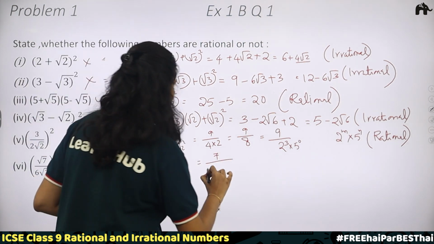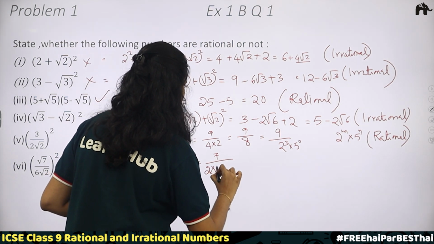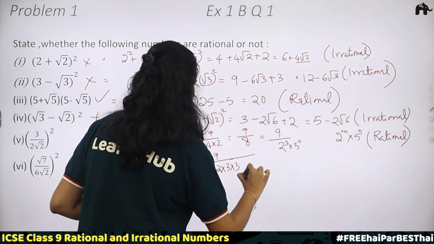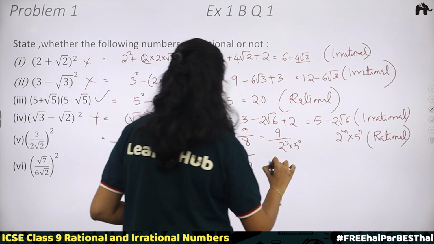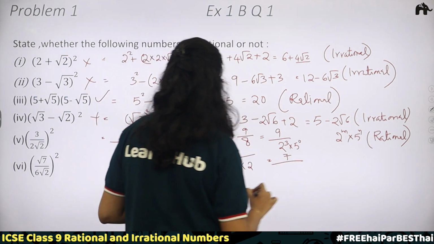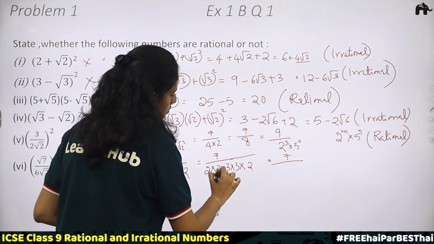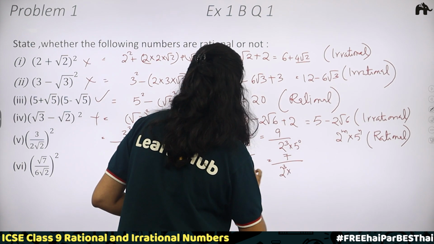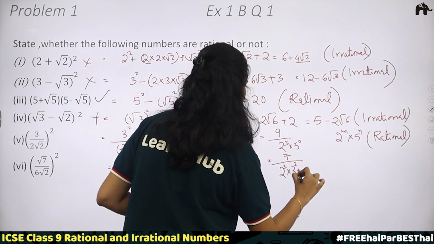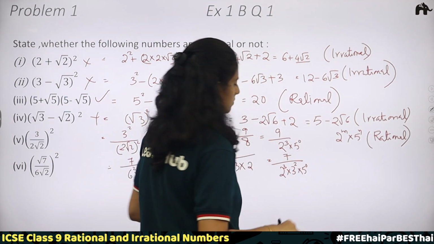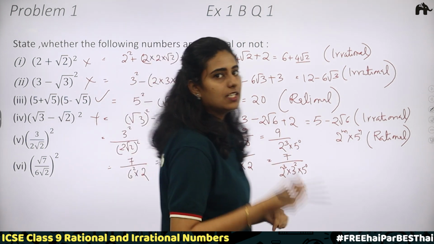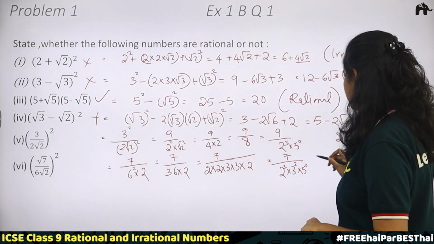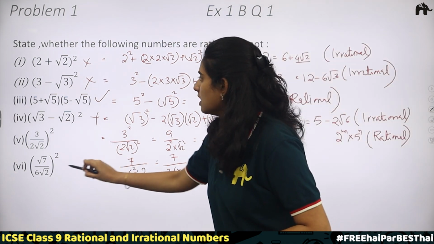36 can be written as 2 into 2 into 3 into 3 into 2. That is equal to 7 divided by 2 cube into 3 square into 5 raised to 0. So here we are not getting a terminating decimal expansion. Still, this will be a rational number. Okay, this is a rational number.